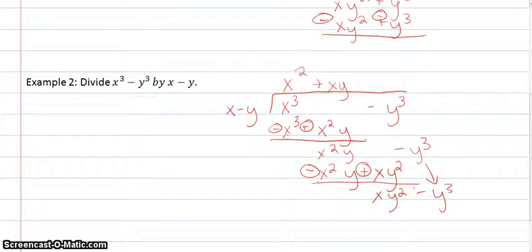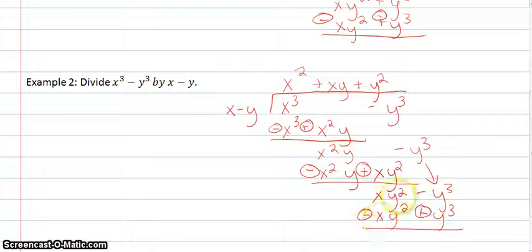I'm just bringing down. Okay, xy squared divided by x, because first term divided by first term leaves a positive y squared. So then y squared will multiply across, so xy squared minus y cubed, change the signs because we're subtracting. First terms cancel, and the last terms cancel, so there's no remainder, and then this top trinomial is our answer. So hopefully this helps with your homework.